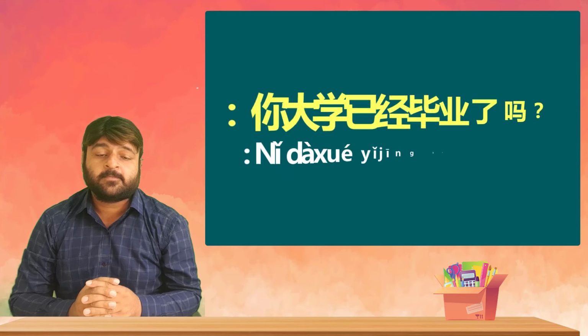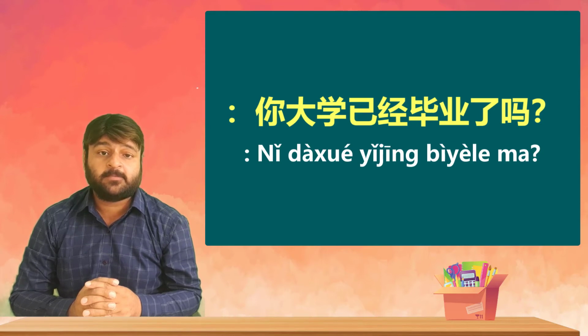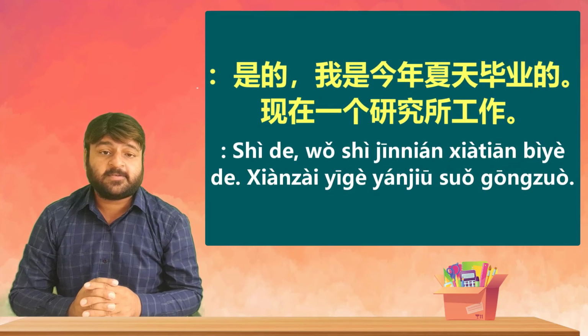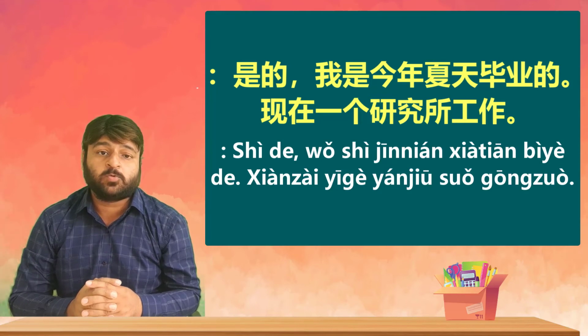Hansa then says, 你大学已经毕业了吗? Have you already graduated from the university? 是的 Yes. 我是今年夏天毕业的 I graduated this year. 夏天 is summer. 毕业 is graduated. Yes, I graduated in the summer of this year. 现在一个研究所工作。现在 right now, 研究所 a research institute, 工作 work. Right now I work in a research institute.